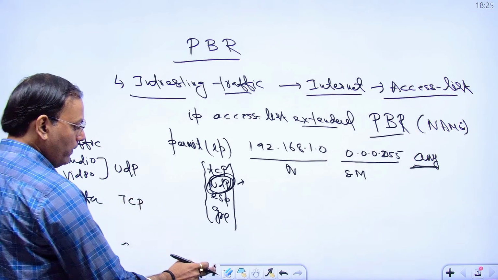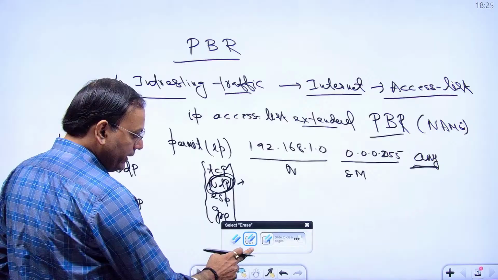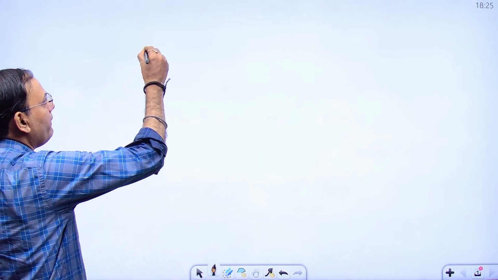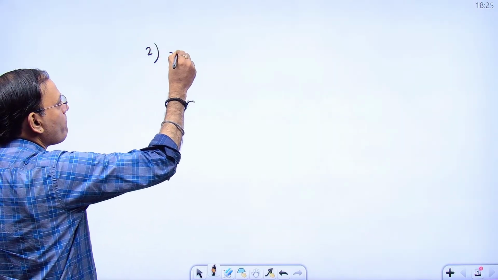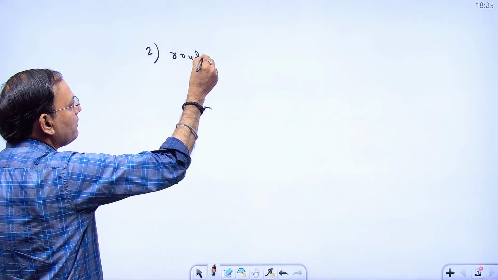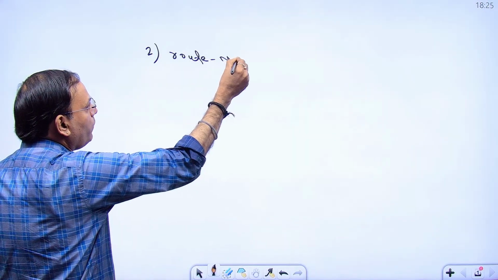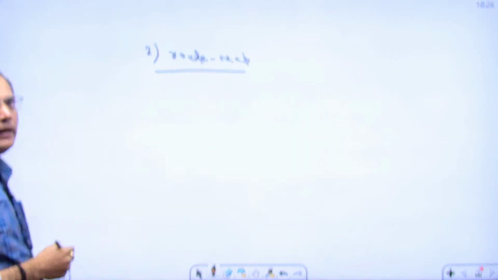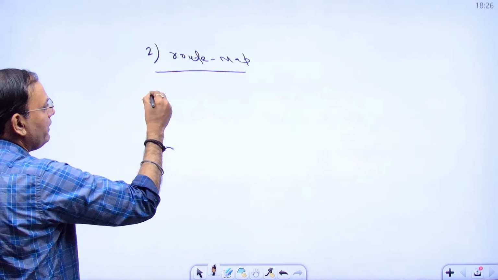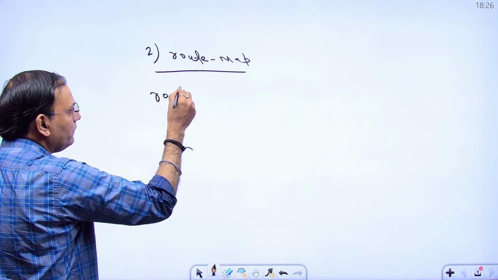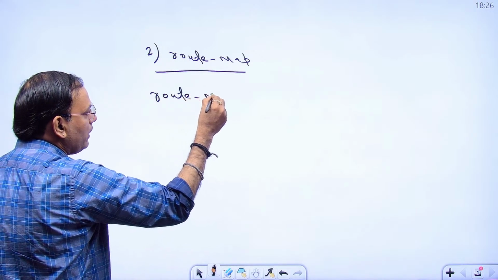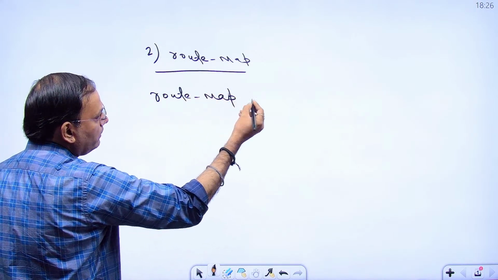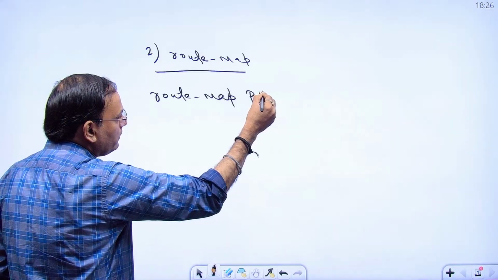Now, the next part. What's the next part here? I have to configure the route map. Route map is required in policy based routing. So in the route map, I will give the name of the route map, let's say PBR policy.